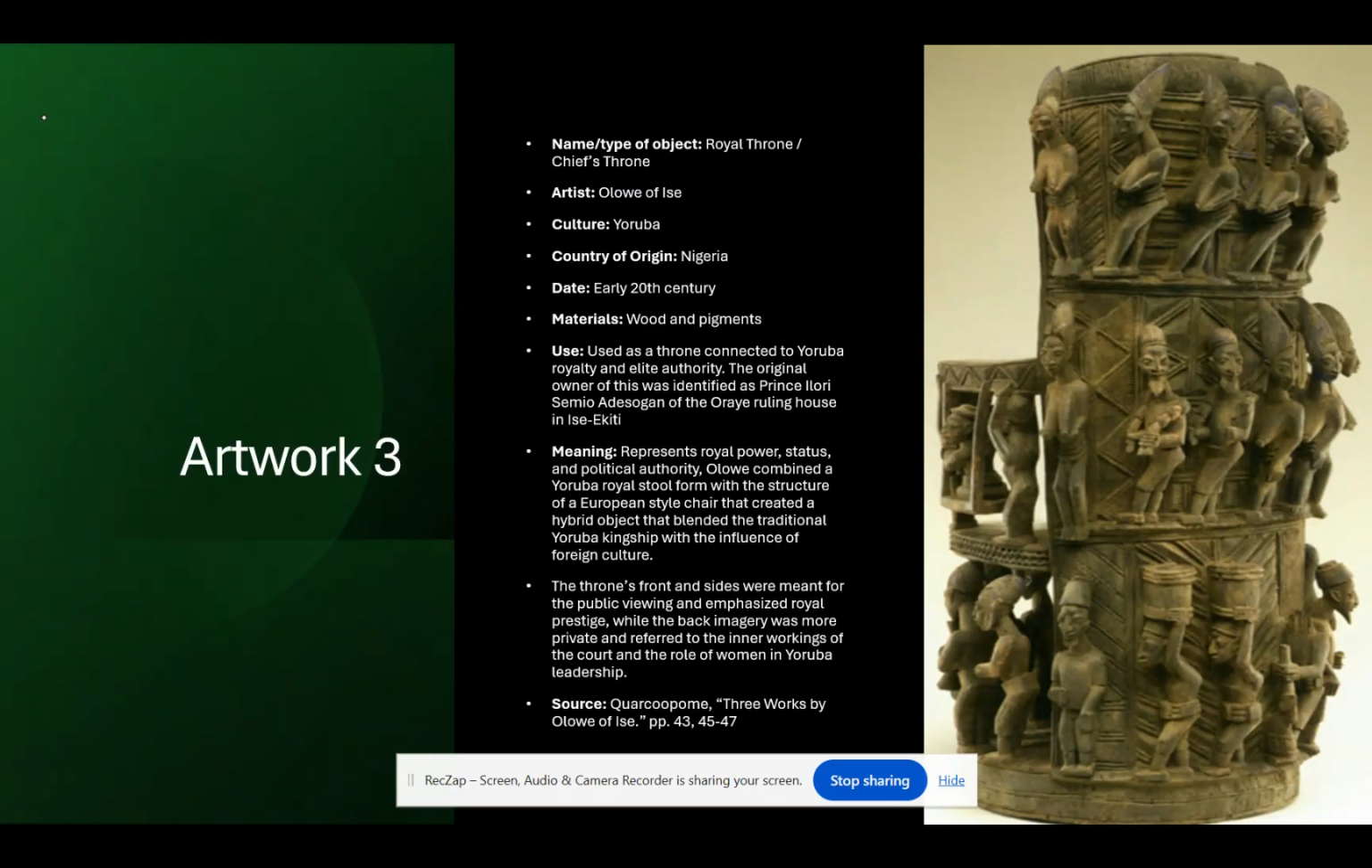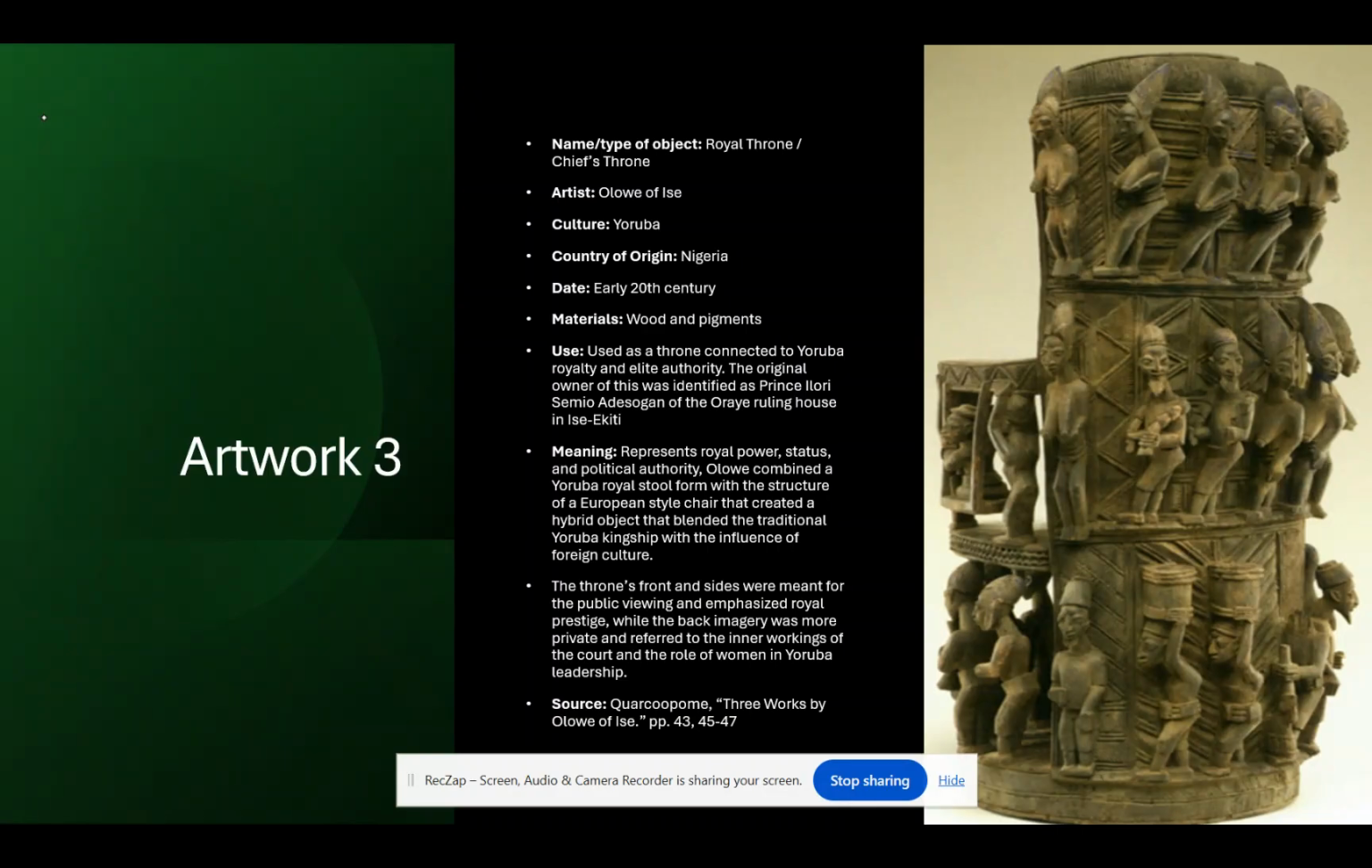We can connect this to Lagamma's point that Yoruba artists worked within tradition but also created signature styles through innovation. Adiko also helps explain that Yoruba culture is flexible and shaped through combinations from many other sources. This means that European influence doesn't make the throne less Yoruba.